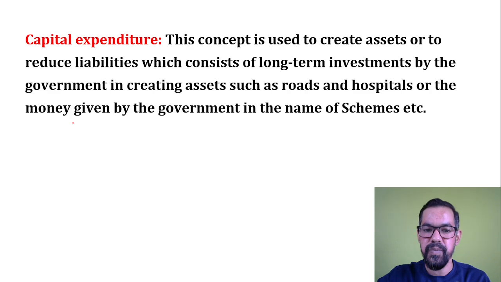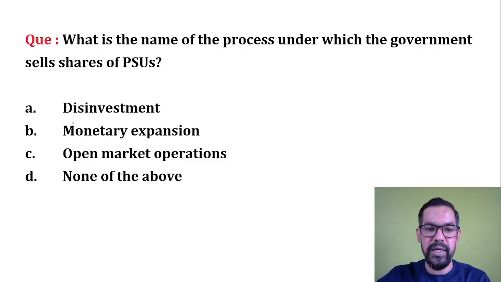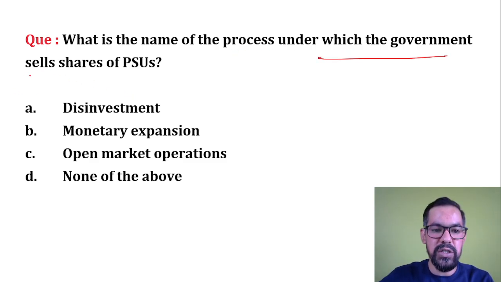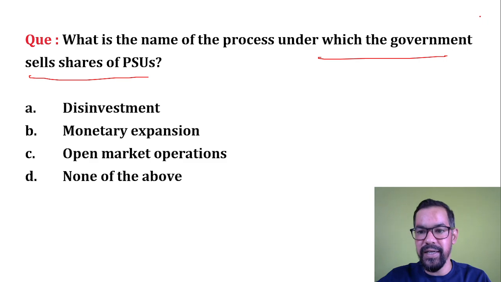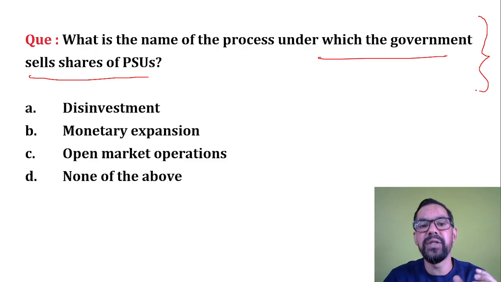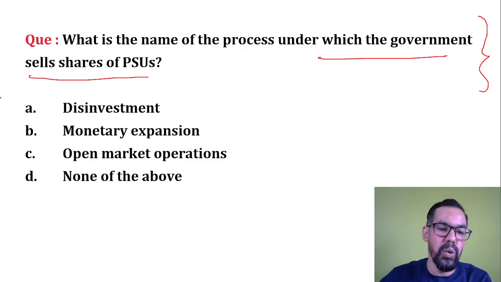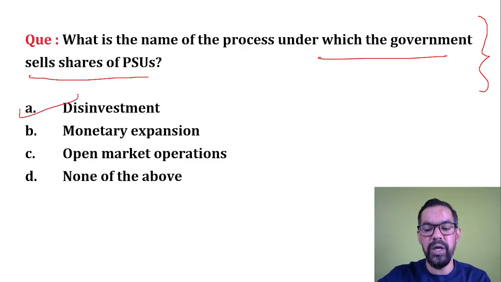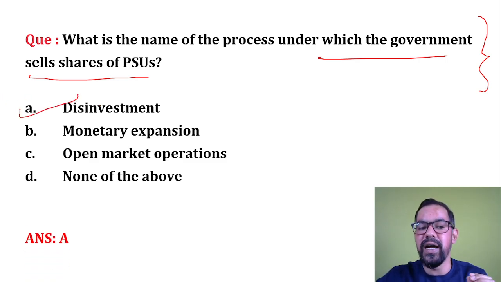Next question, guys. What is the name of the process under which the government sells shares of public sector undertakings? When the government of India sells the shares of, or sells ownership in, any public sector undertaking, that process is generally known as disinvestment. So option A will be the correct answer for this one.